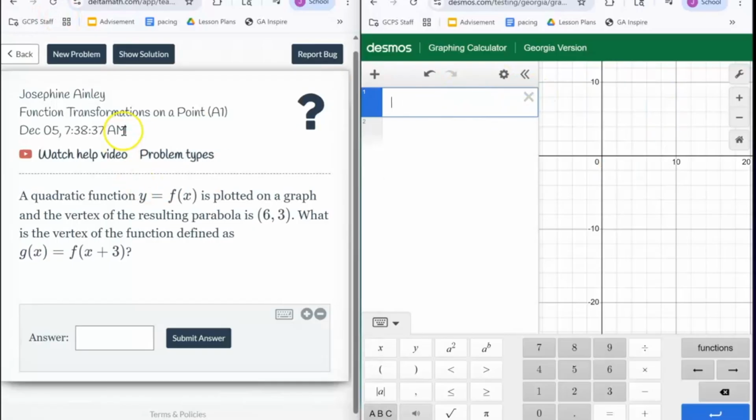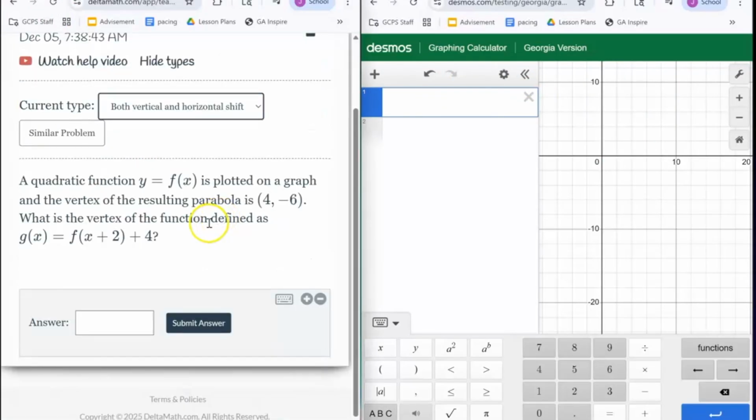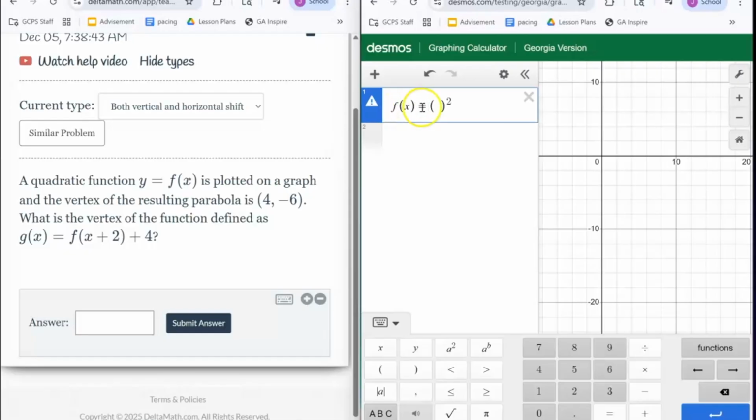All right, so again, let's find one that's harder. Let's do that one. Okay. So again, we start off with vertex form, which is 1 parentheses. And we can say it's f of x. So f of x is that, right? 1 parentheses. And then now we just need to write this in vertex form. So remember, it's x and opposite. So this should be -4. And then outside is -6.